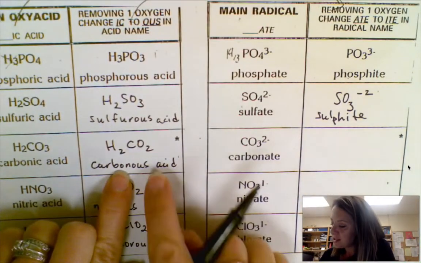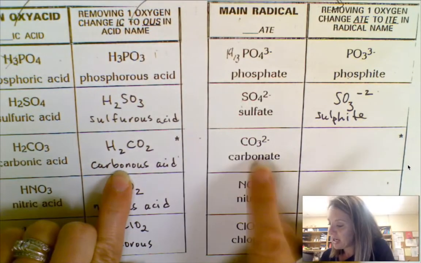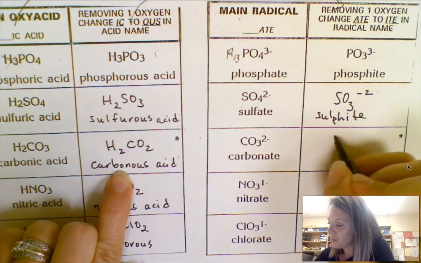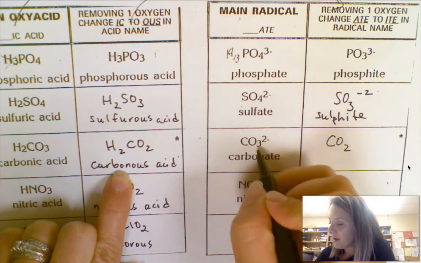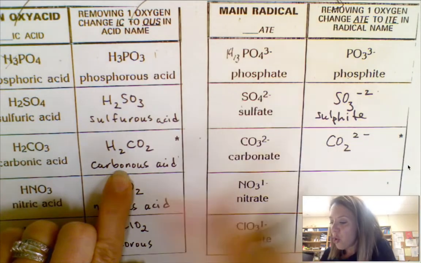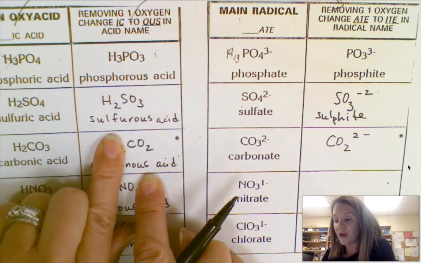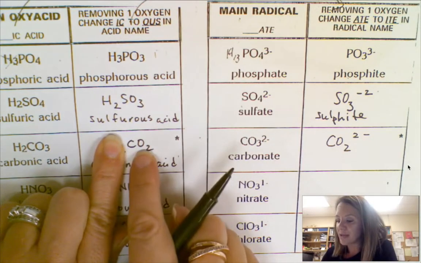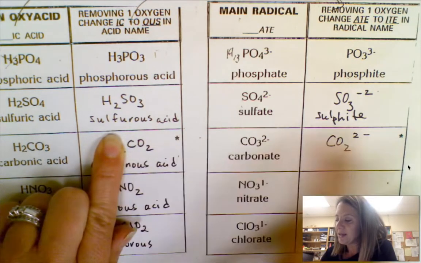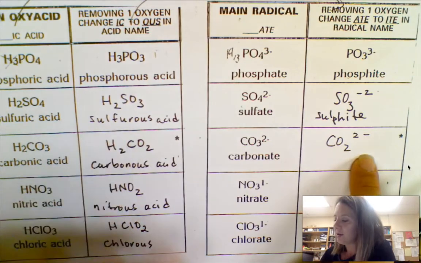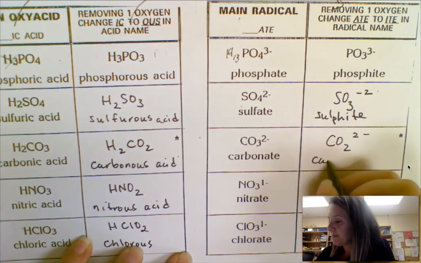If I want to make carbonate, I can look at carbonate and just remove an oxygen and keep the charge. Or I can go back to my us acid and I can see if I remove the hydrogens, however many hydrogens I removed from my us acid will make my ite ion. So this is carbonate.